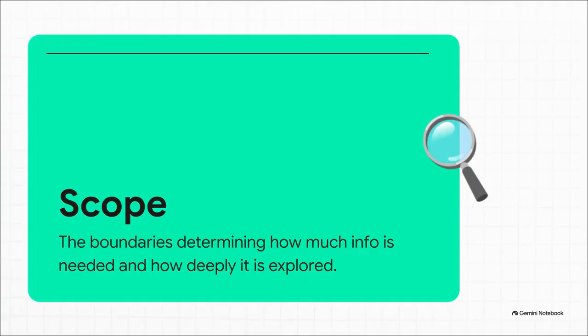Now that our mindset is in the right place, let's dive into the actual mechanics. We're going to look at the ultimate tool for relieving your research stress, and that is scope. So what is it? Scope is simply the established boundaries of a project. It determines exactly how much information is needed and how deep you can actually go.